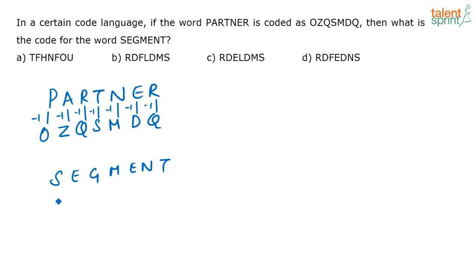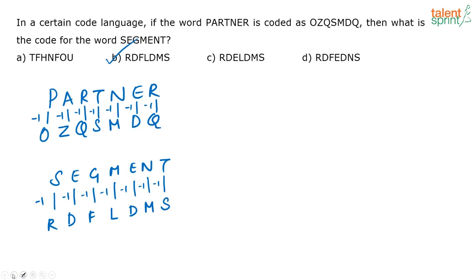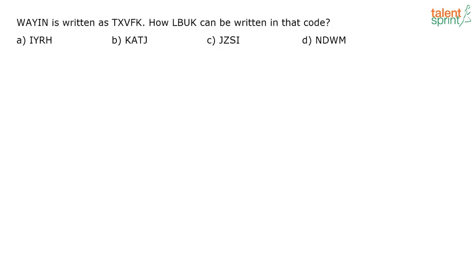Very easy question. So S minus 1 is R, E minus 1 is D, G minus 1 is F, M minus 1 is L, E minus 1 is D, N minus 1 is M, T minus 1 is S. So R, D, F, L, D, M, S. Correct answer is option B. So this is a very basic question on coding. Next one.